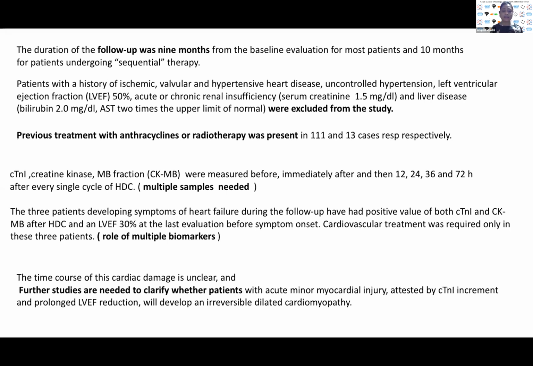Further studies are needed to clarify whether patients with acute minor myocardial injury, showing increased troponin I increment and prolonged LV ejection fraction reduction, will develop an irreversible dilated cardiomyopathy.